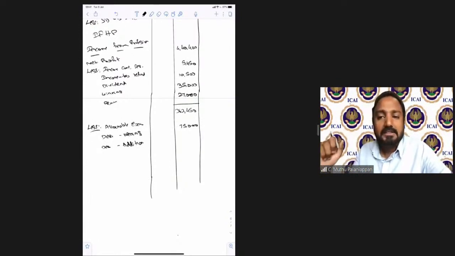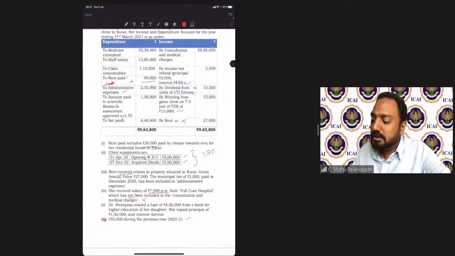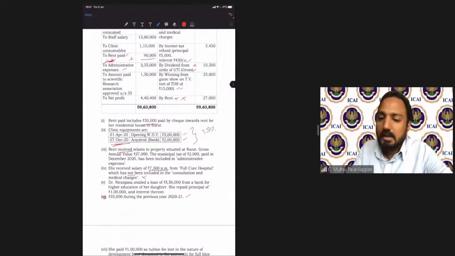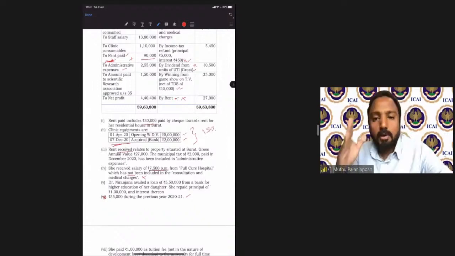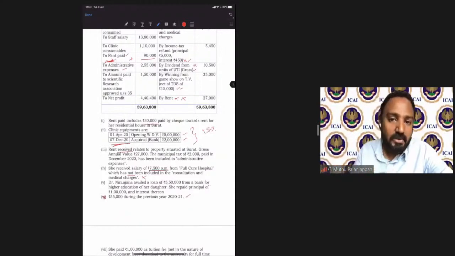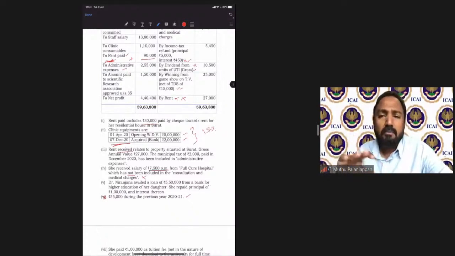whatever is being computed is for the new addition. So what is the new addition made? New addition is made on 7th December 2020. So when you say new addition, you need to understand whether it is less than 180 days or more than 180 days. Maybe you can broadly keep a cutoff of 30th September. So anything above 30th September is, of course, less than 180 days. If less than 180 days, you can claim only 50% of depreciation.